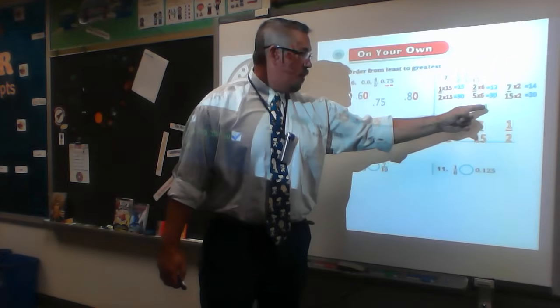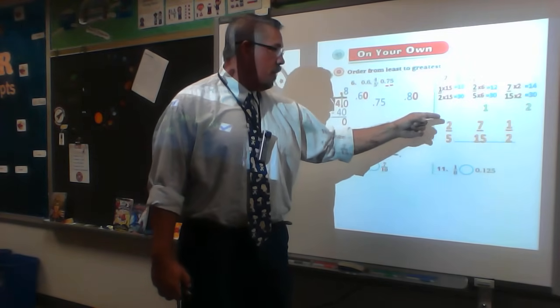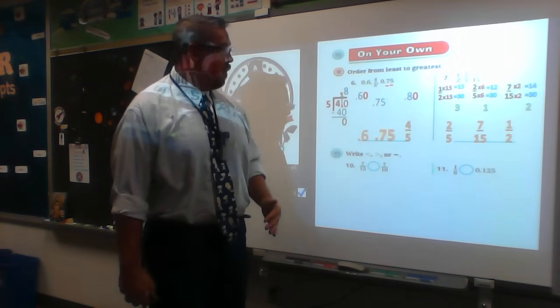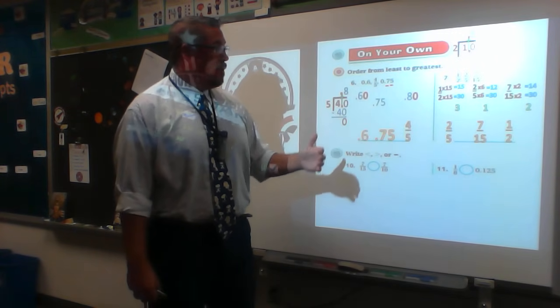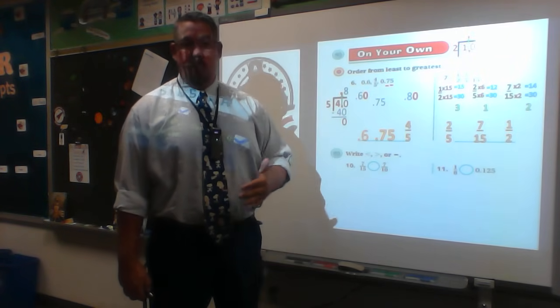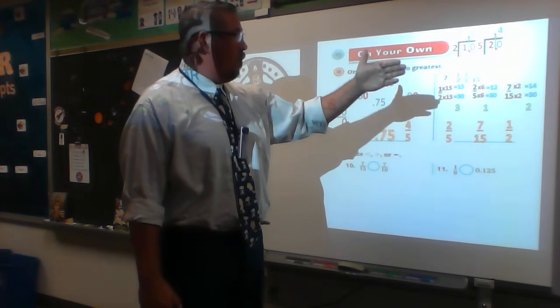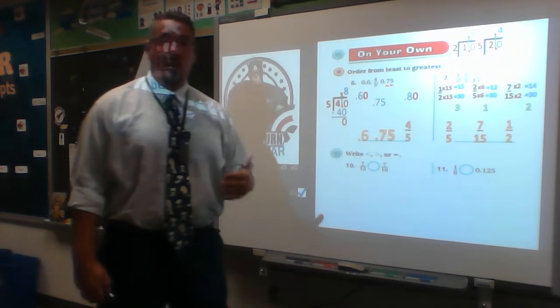This one's going to be the first place, this one's going to be the second place, this one's going to be the third place, and I have to put them in the correct order. If I just take my numerator divided by my denominator, I directly will get 0.5. And when I divide 2/5, my numerator divided by my denominator, I get 0.4.